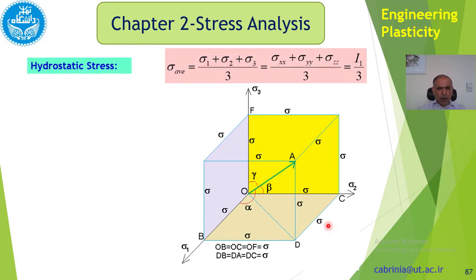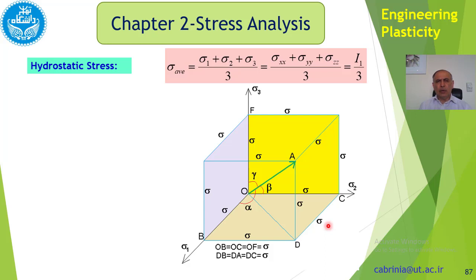Right. Now, here I'm going to show you a state of stress which is hydrostatic stress. Hydrostatic stress, sigma average, is equal to sigma 1 plus 2 plus 3 divided by 3, or sigma xx, yy, zz divided by 3. We call this I1. Remember, I introduced the invariants to you.